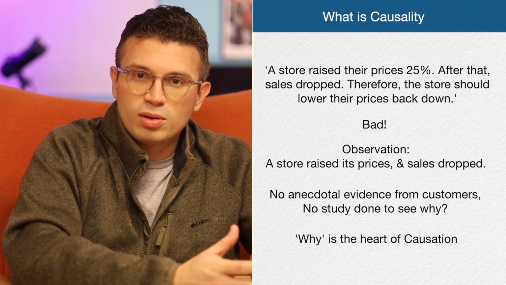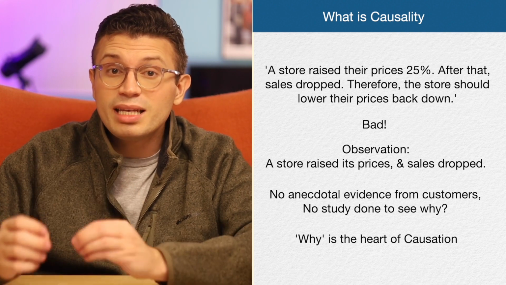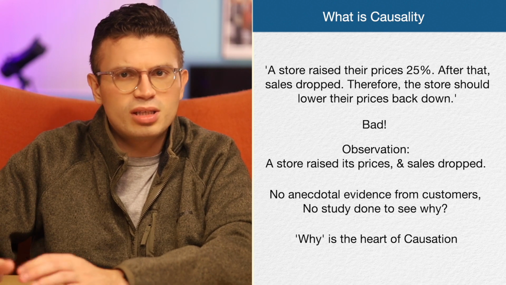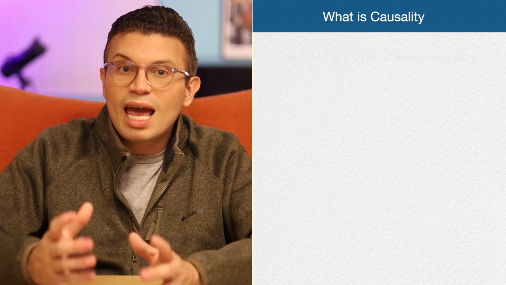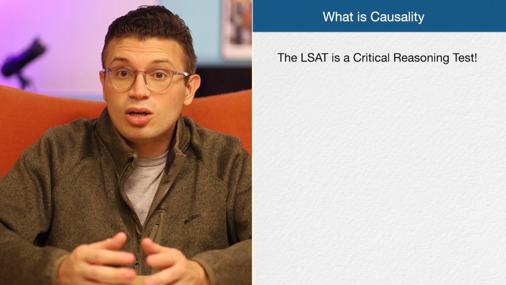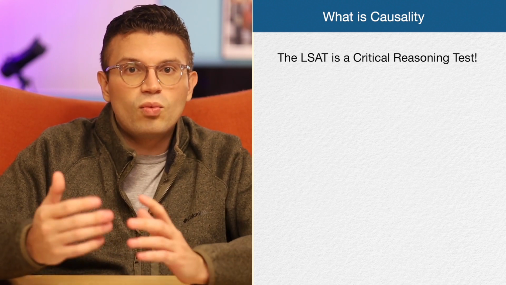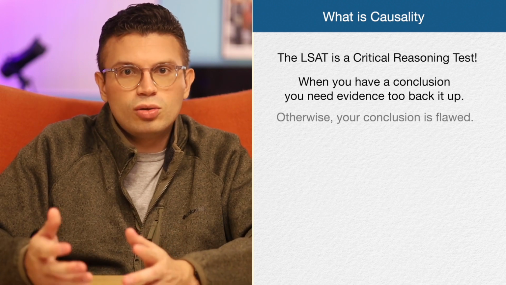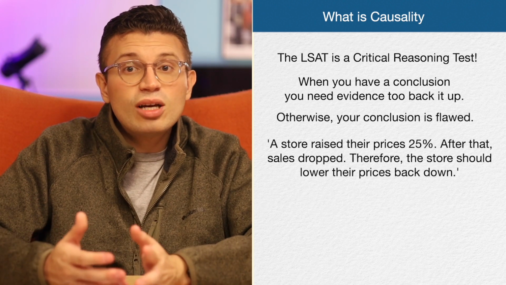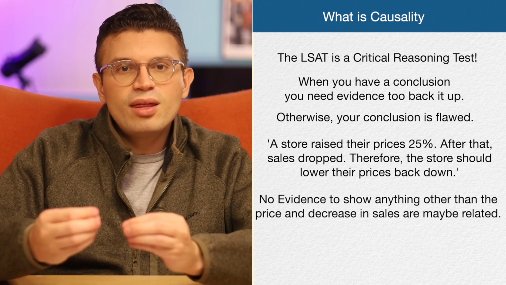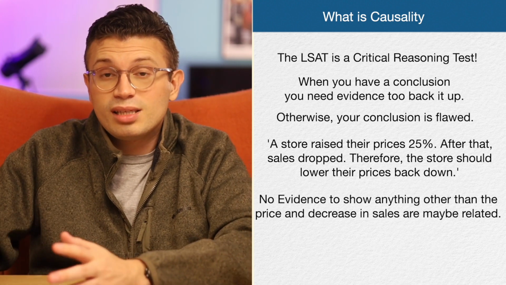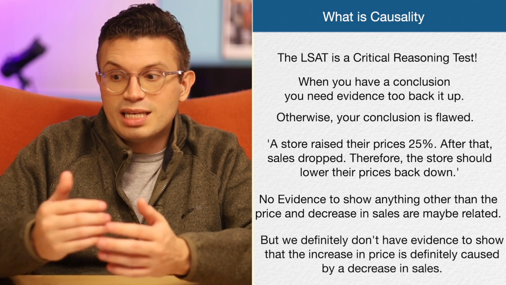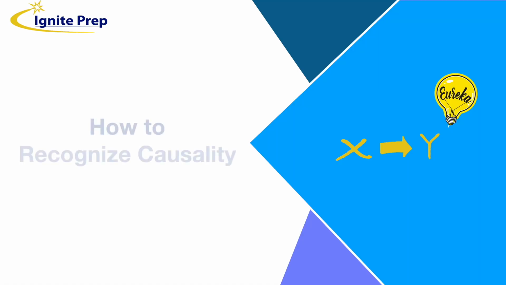Okay, the very next thing our argument did was commit itself to that causation. The author took the observation and decided to commit himself to one single explanation for it out of all the possible explanations. That's no good. You can't do that. The LSAT is a critical reasoning test, right? Critical of the reasoning, which means that when you have a conclusion, you need to have evidence to back it up. Otherwise, your conclusion is flawed. It's crap. Okay, here we have no evidence to show anything other than the price and decrease in sales are maybe related. But we definitely don't have evidence to show that the increase in price definitely caused a decrease in sales.